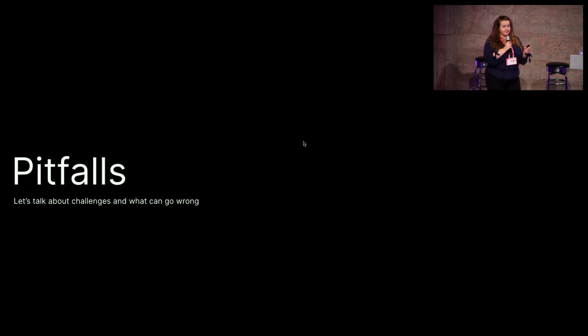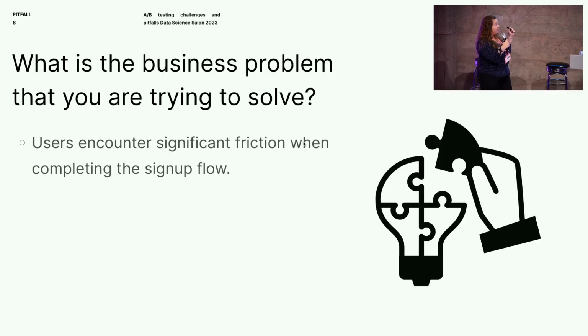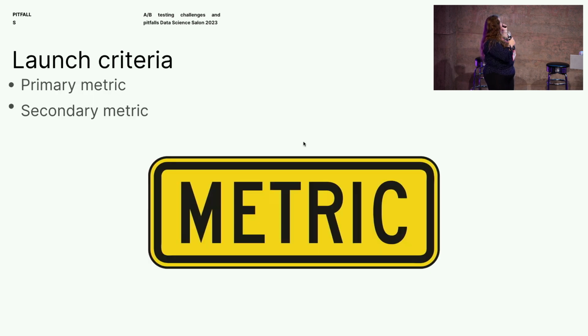So now I'm going to talk about pitfalls and what can go wrong. First of all, you want to really define the business problem that you are trying to solve. You might have a hypothesis, but it's really important to tie it to the actual business impact and the problem that you're trying to solve here. So for example, in our case, it would be users encounter significant friction while signing up for our product. Sometimes the problem statement may be very similar to your hypothesis, or they may just straight up overlap. But sometimes you just need to make sure that you separate them both and think about the business problem.